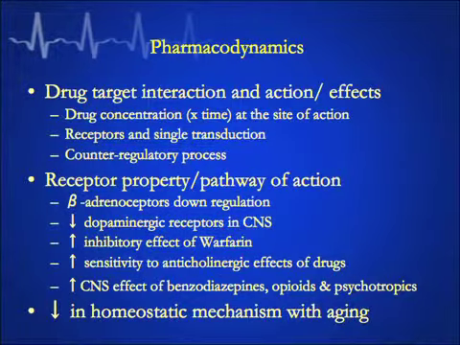There are some facts about receptors, property, and pathway of actions. There is beta adrenergic receptor downregulation, decreased dopaminergic receptors in the brain, increased inhibitory effect of warfarin, increased sensitivity to anticholinergic effects of drugs, increased CNS effect of benzodiazepines, opioids, and psychotropic medication. And there is another thing, decrease in homeostatic mechanisms with aging. I told you about that constriction of blood vessels. This phenomenon is called homeostenosis, I think.